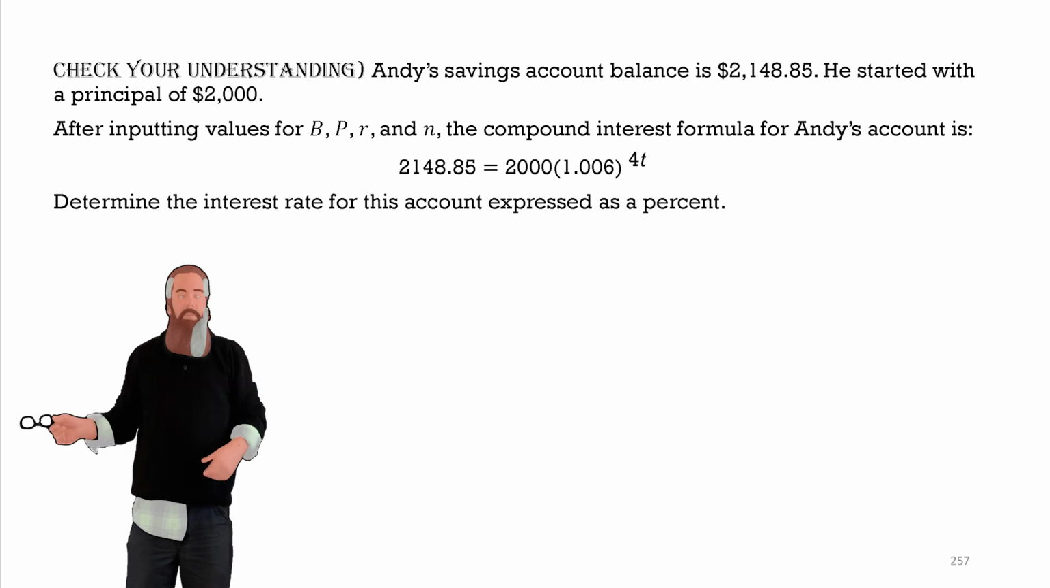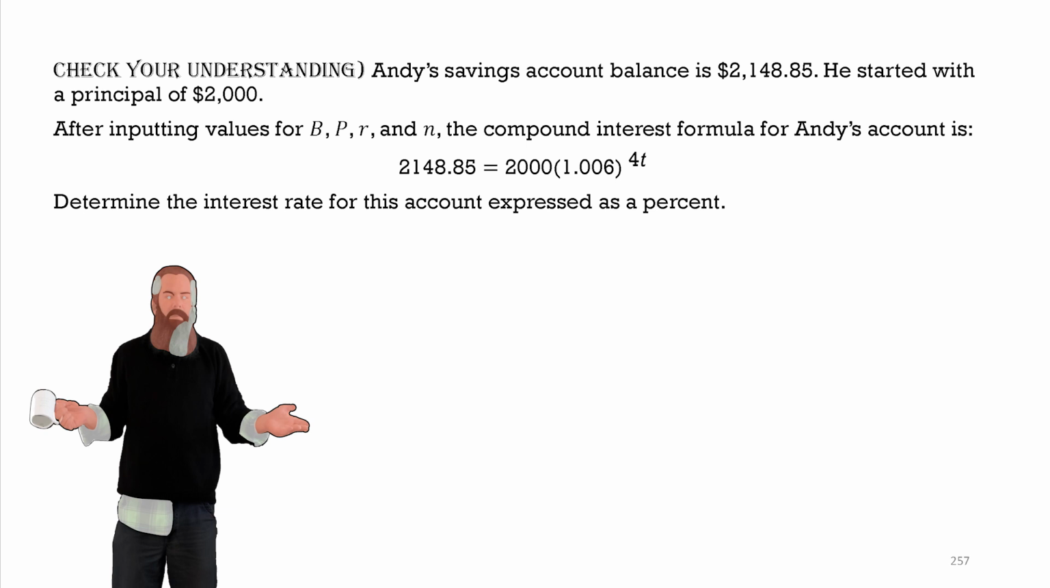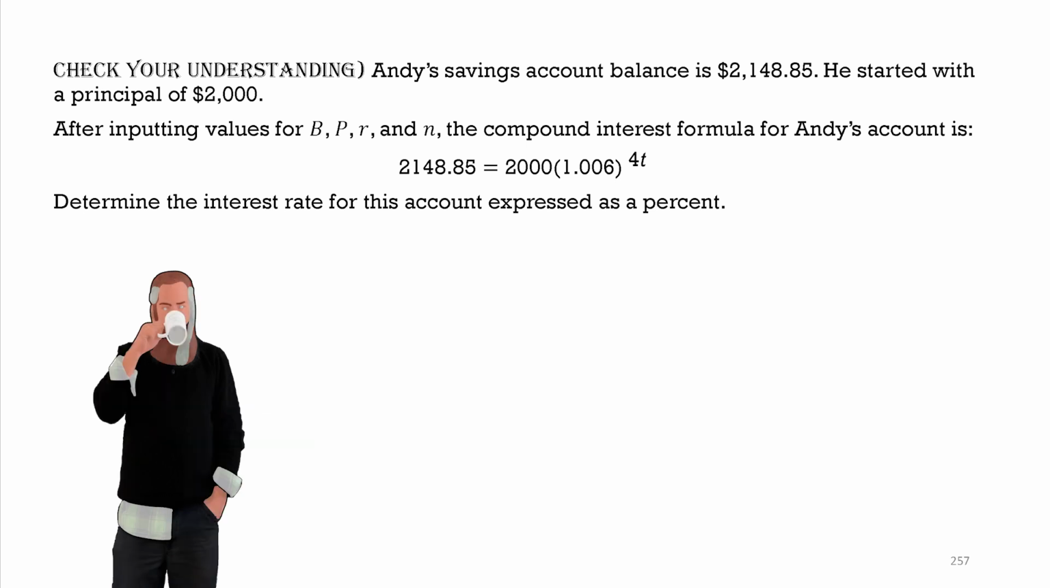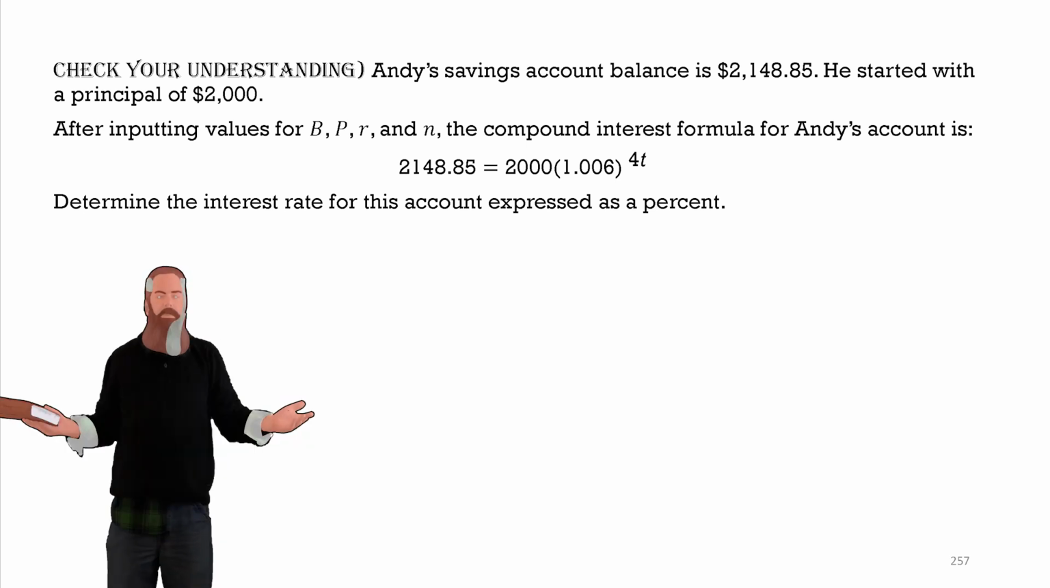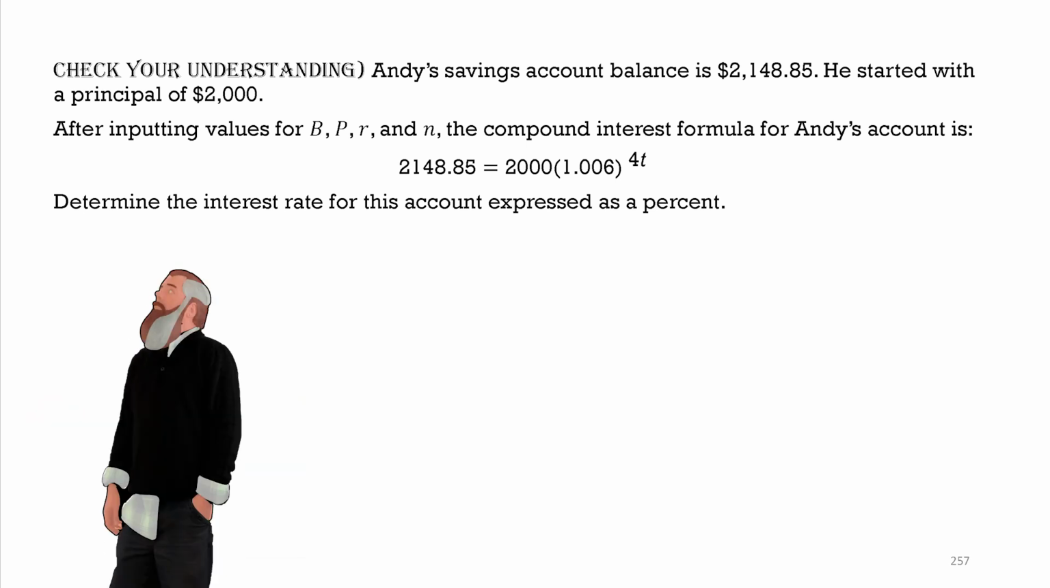Let's check our understanding of this. Andy's savings account balance is $2,148.85. He started with a principal of $2,000. After putting in variables B, P, r, and n, the compound interest formula for Andy's account is shown here on the screen. Determine the interest rate for the account expressed as a percent.